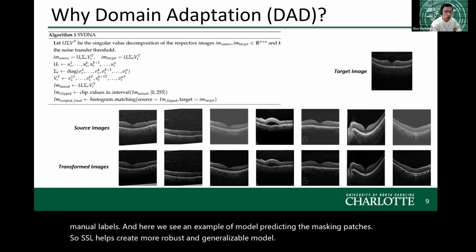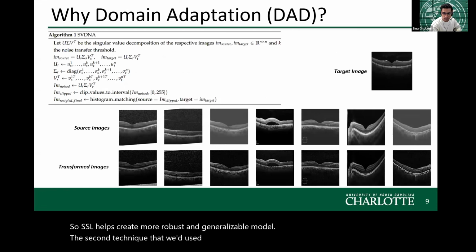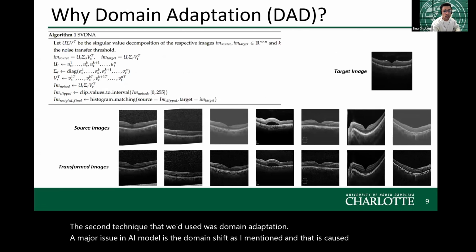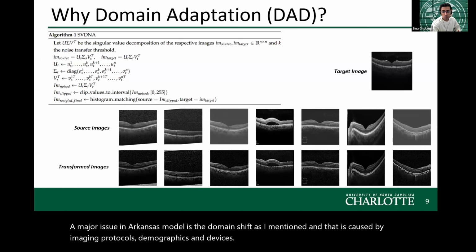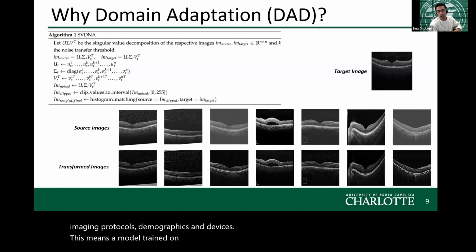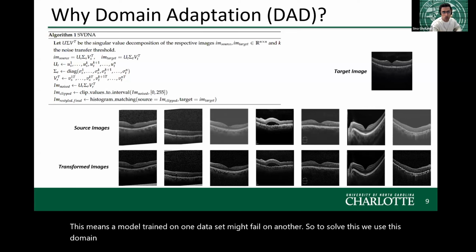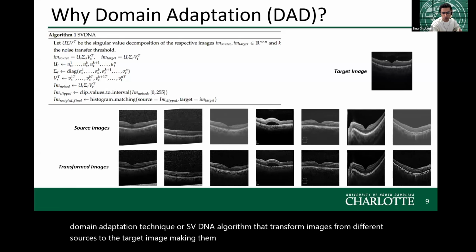The second technique that we've used was domain adaptation. A major issue in AI models is the domain shift, as I mentioned, and that is caused by imaging protocols, demographics, and devices. This means a model trained on one data set might fail on another. So to solve this, we use a domain adaptation technique, the SVDNA algorithm, that transforms images from different sources to the target image, making them more consistent across institutions.